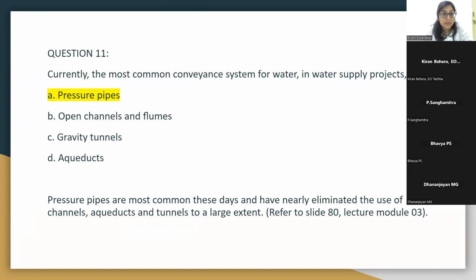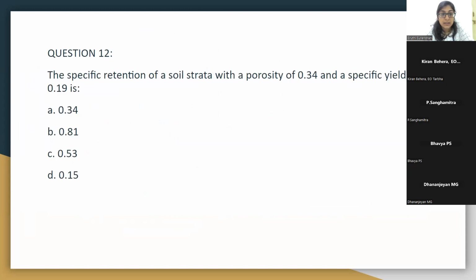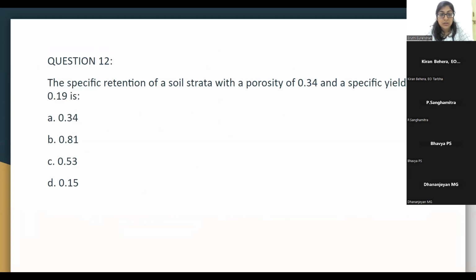Now next question, question number 12. The specific retention of a soil strata with a porosity of 0.34 and specific yield 0.19 will be. So this is a very simple numerical. You can take your time, do the calculation. It's a very simple calculation. I'll give you like a minute.